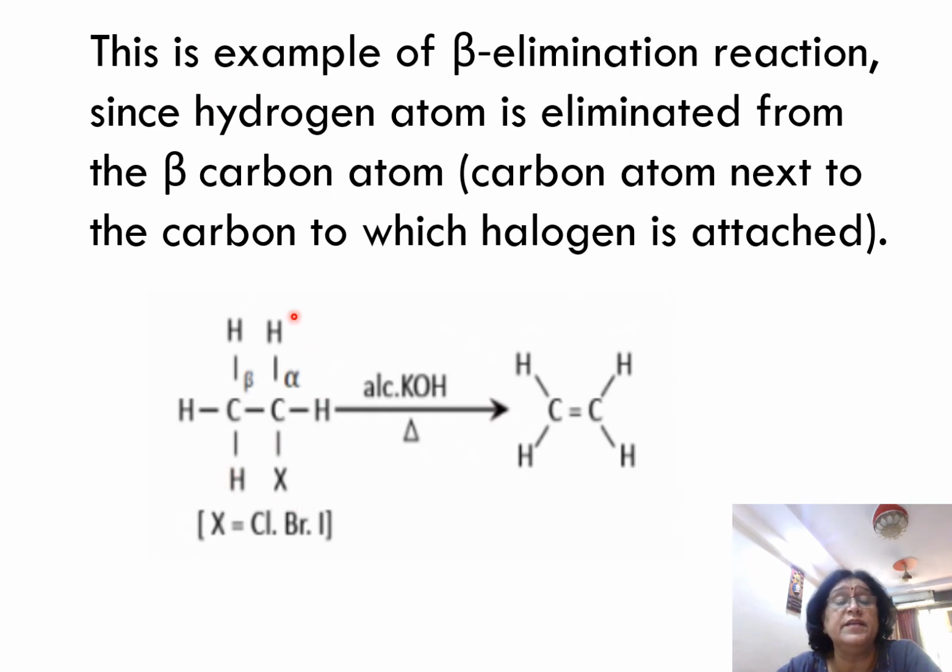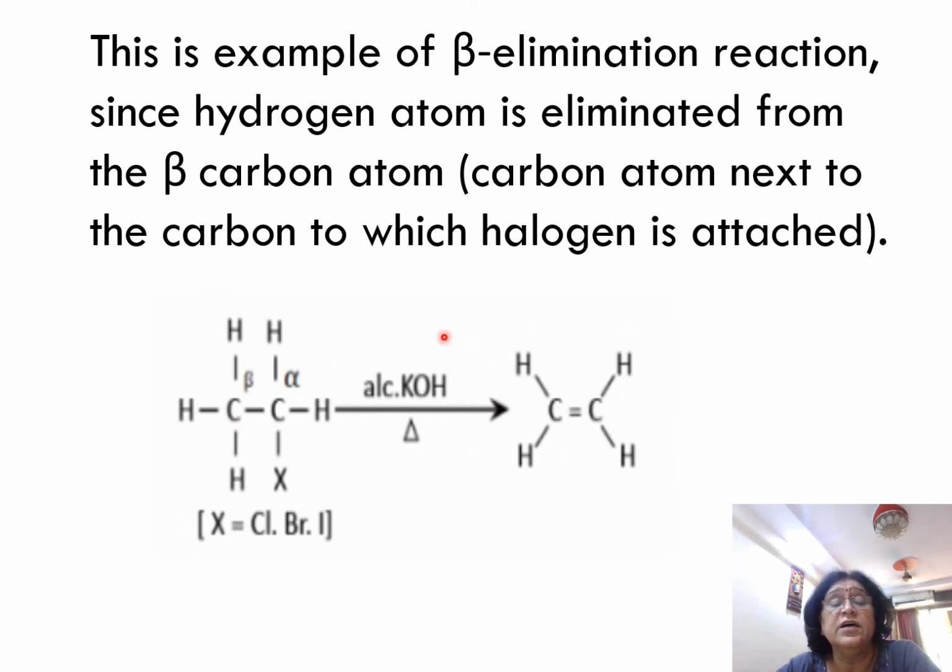So why is it called beta elimination? Because you see here in ethyl chloride, the carbon to which the halogen, the functional group, is attached is called the alpha carbon. And the next carbon atom adjacent to the alpha carbon is the beta carbon.